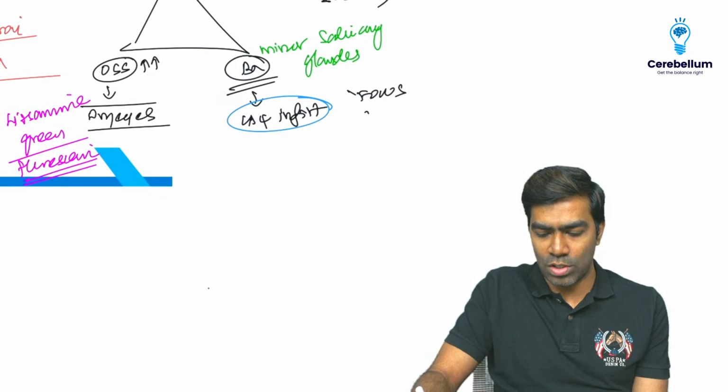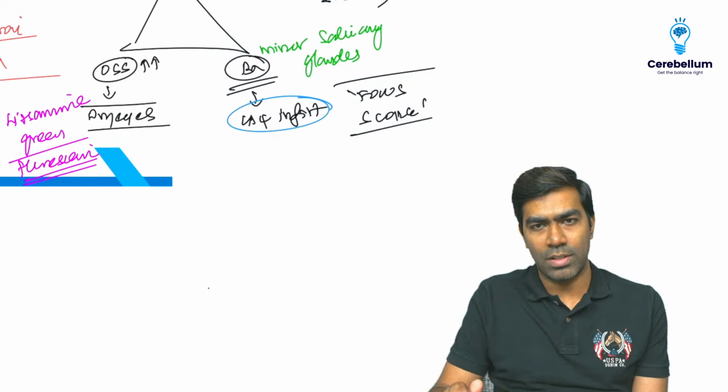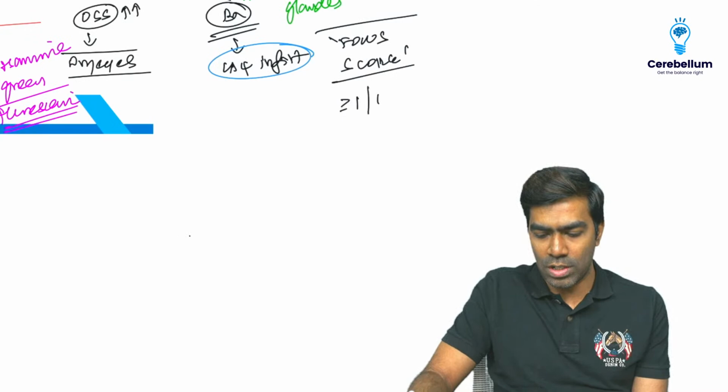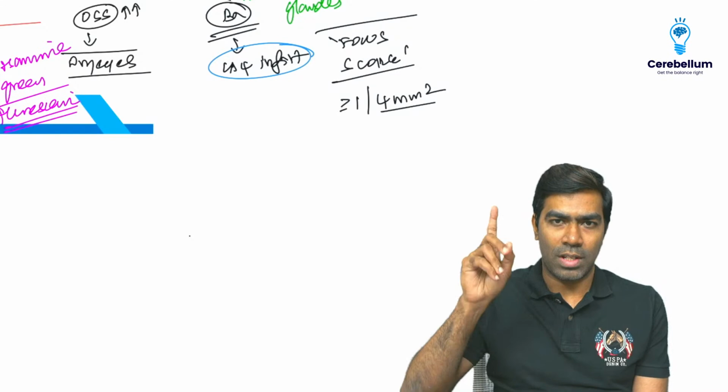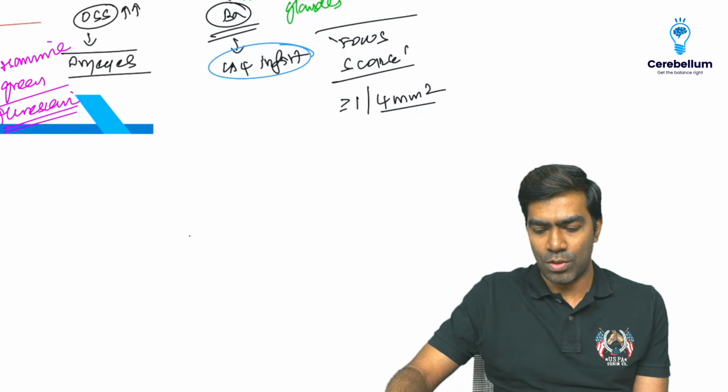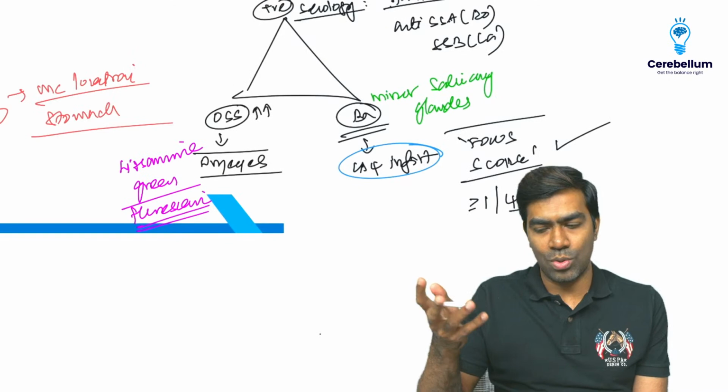So what is a focus? Focus means a collection of 50 lymphocytes in an area. Technically, according to the pathology people, if you have at least one focus per 4 millimeter square of the slide area, then you can call it a positive biopsy for Sjögren. So out of these three, if you have at least two, then you can probably call it Sjögren syndrome: serology, ocular staining score, and biopsy.